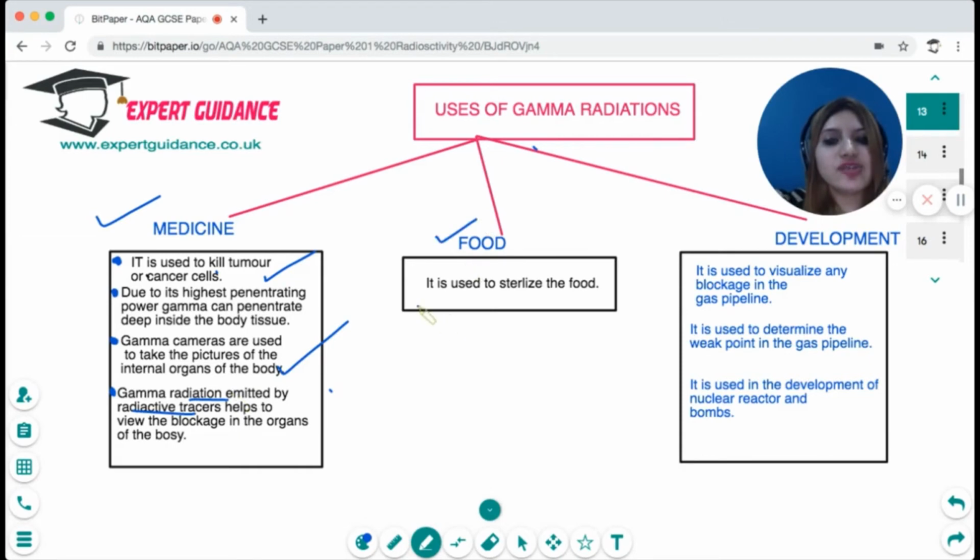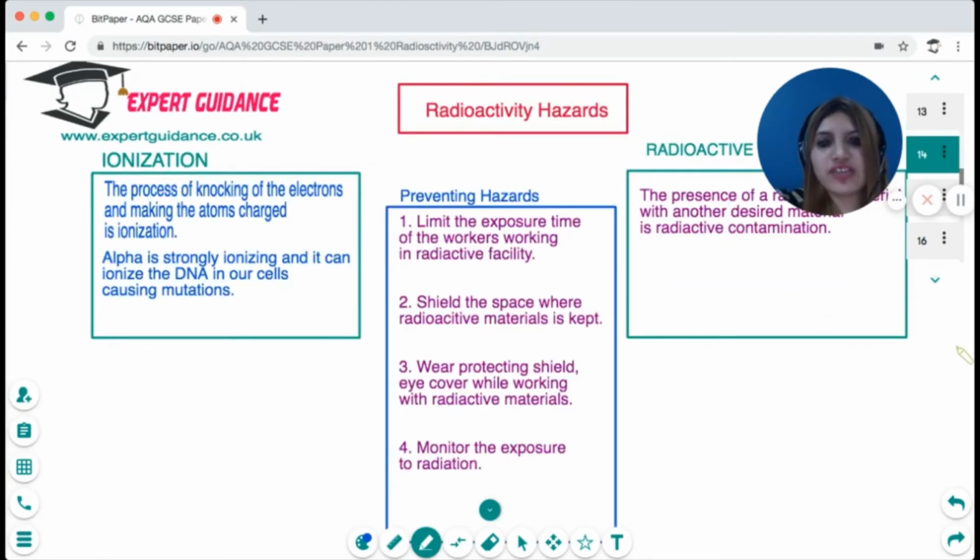Then it is used to sterilize food. It is also used to visualize any blockage in the gas pipeline, to determine the weak points of the gas pipeline, and it is also used in the development of nuclear reactors and bombs. Okay, so I hope all these uses of gamma radiation are clear to you.